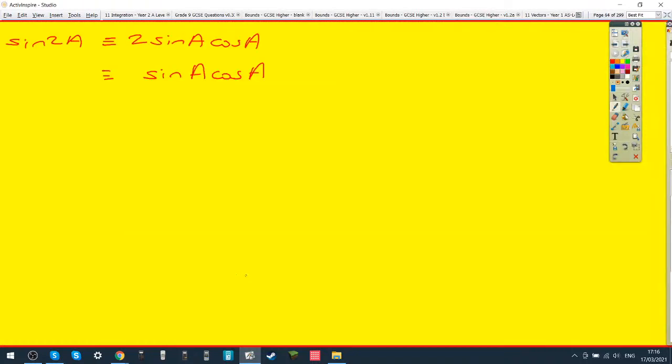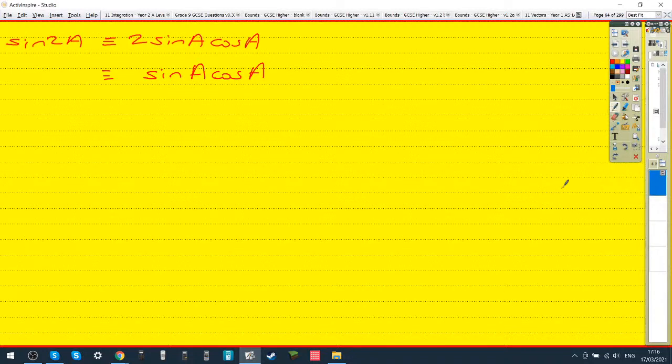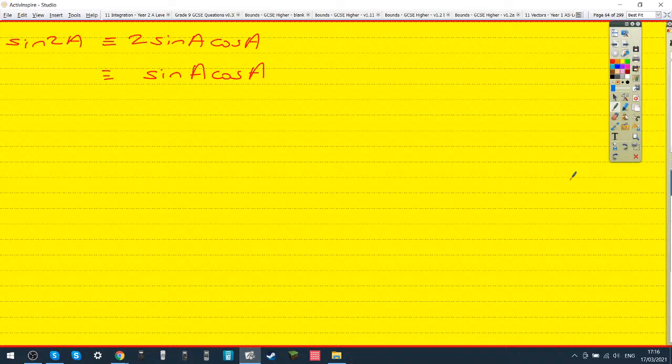Sine 2a is identical to 2 sine a cos a. What is sine a cos a identical to? Or make it the subject if you like. Basically get rid of the 2 on the right side. Divide both sides by 2. So what's on the left side? A.